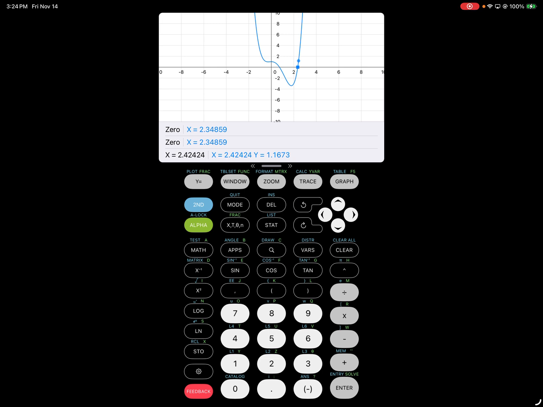Hit second trace here. Second trace. Number 2. So left bound is below the x-axis over here, and then right arrow to move above, and then enter. Left bound's below, hit the right arrow, trying to surround the x-axis. Now you're above, enter.